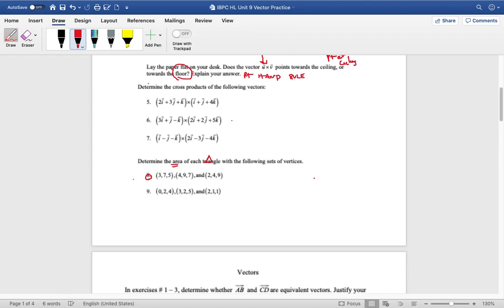So the first thing I have to do, for convenience's sake, is name each one of these. So I'm going to name this vector A, B, and C.